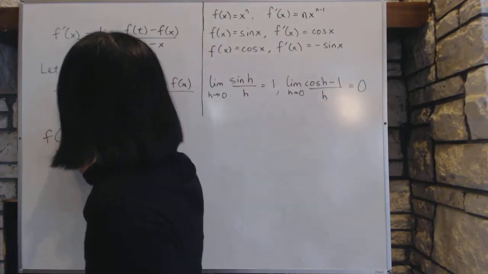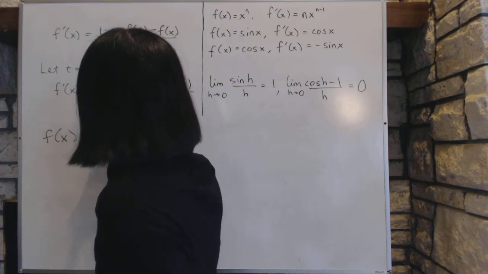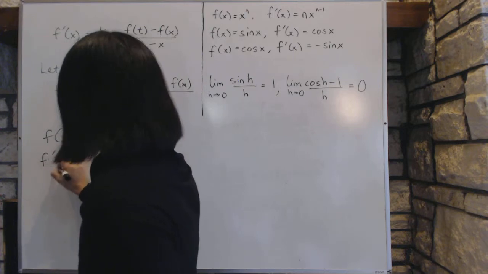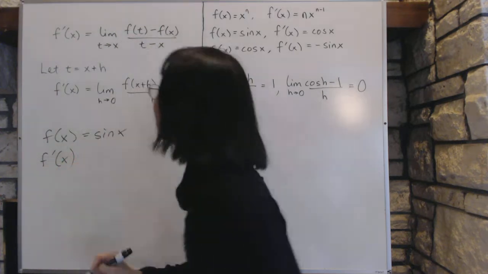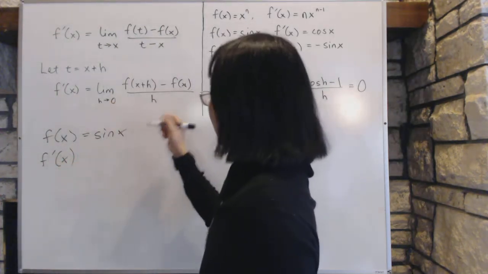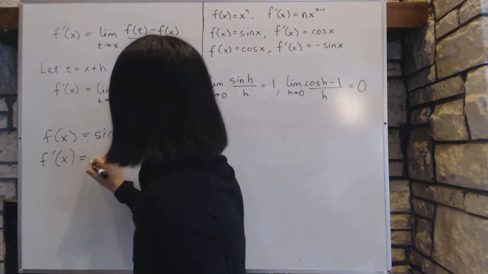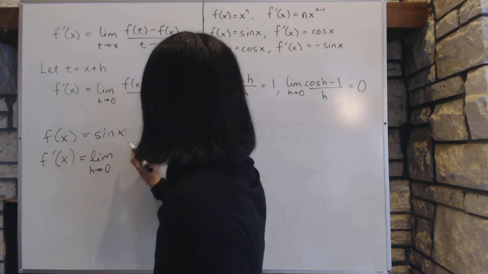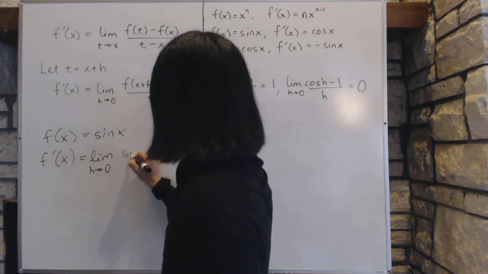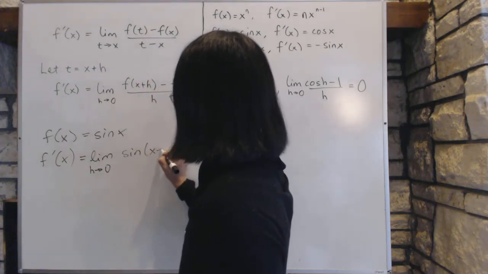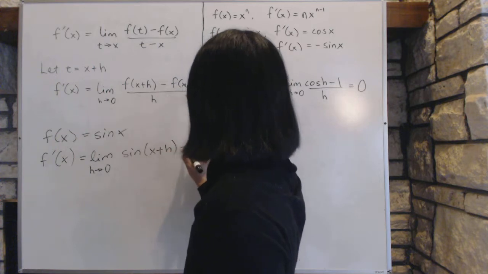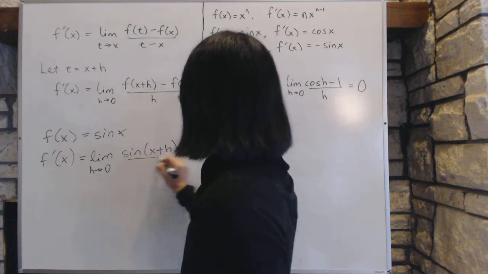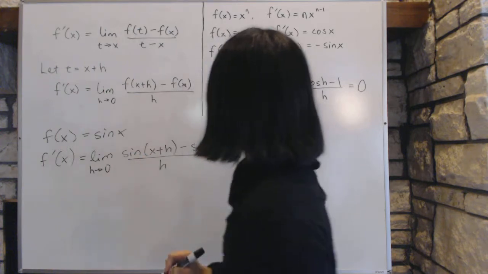Let's do that. f of x equals sine x. What is f prime? What is the derivative of f? The derivative, by the second definition, is the limit as h goes to 0 of sine of x plus h, minus sine x, divided by h.